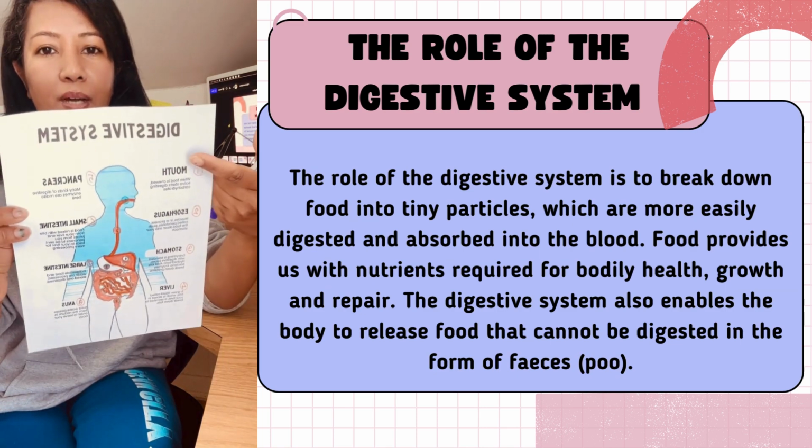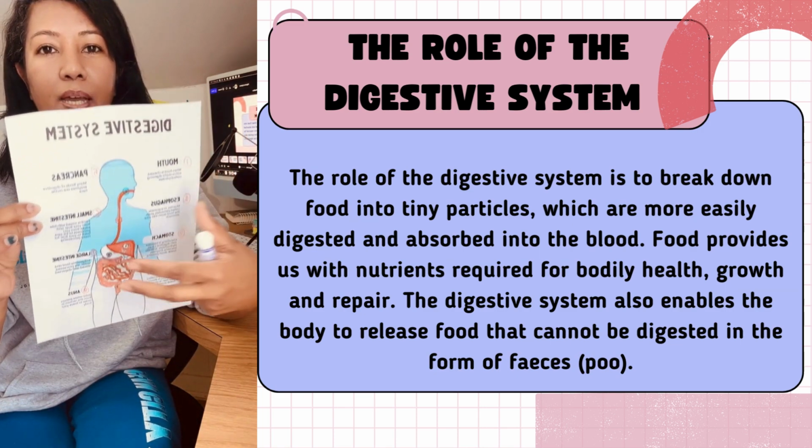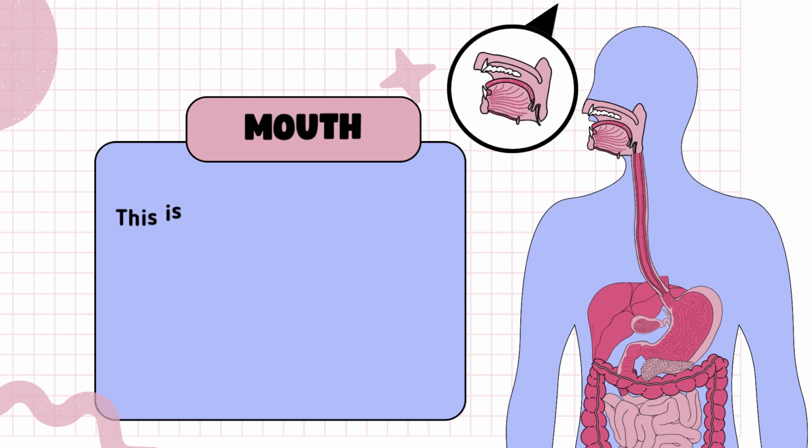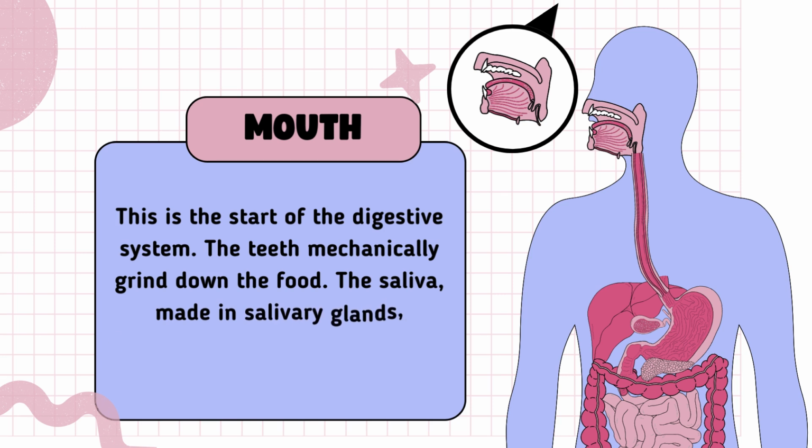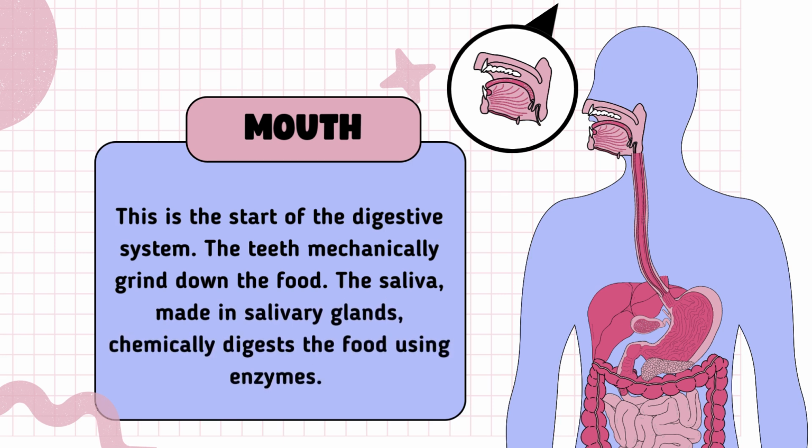It starts with the mouth, and all the way here there are some enzymes. So the mouth is the start of the digestive system. The teeth mechanically grind down the food. The saliva made in the salivary glands chemically digests the food using enzymes.